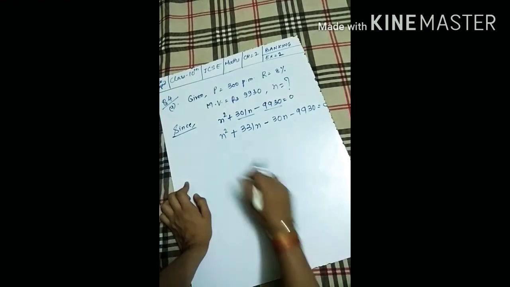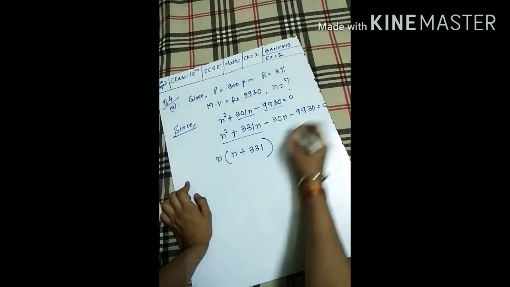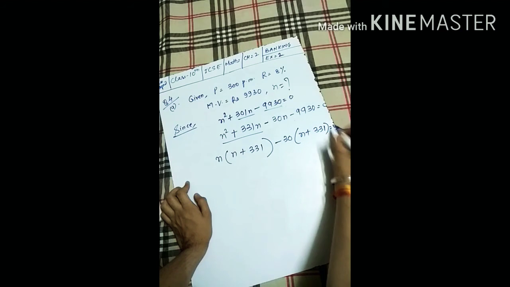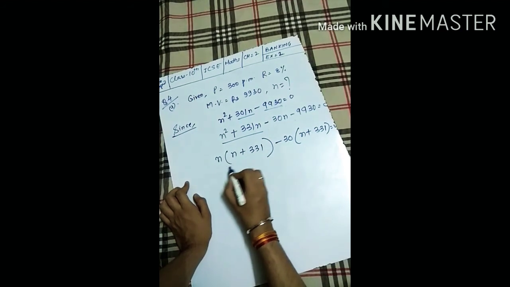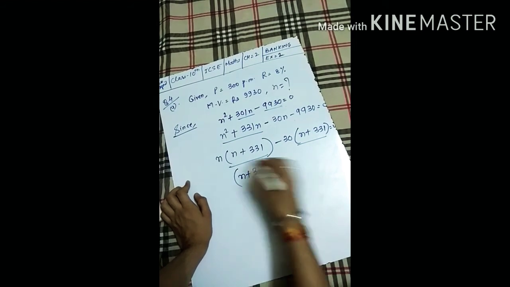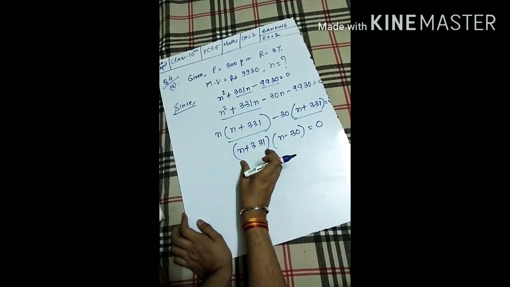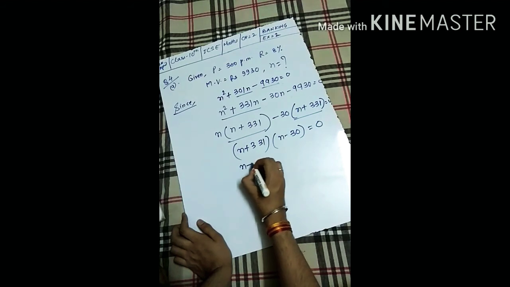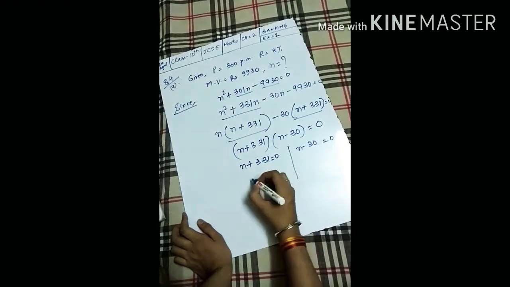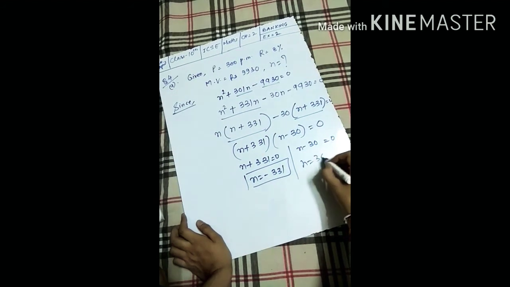From here you take n common, so this gives n plus 331, and from here you take 30 common, which gives n plus 331 equal to 0. So this will be n plus 331 common, and n minus 30, equal to 0. Put this equal to 0 and this also equal to 0: n plus 331 equal to 0 and n minus 30 equal to 0. From here we got n is equal to minus 331, and from here n is equal to 30.